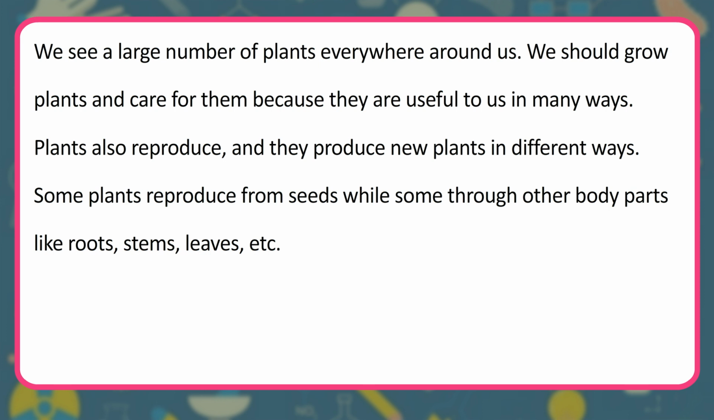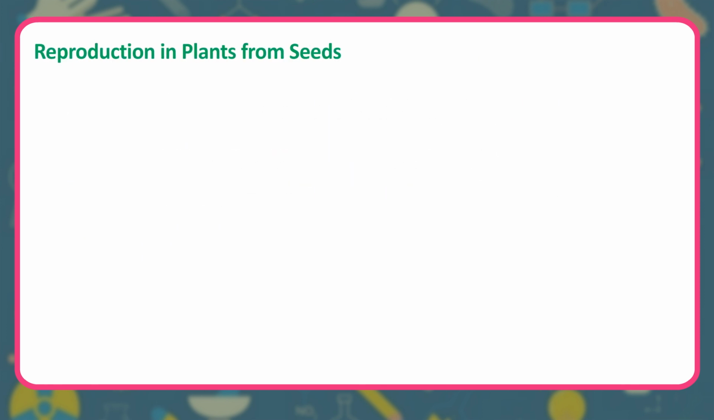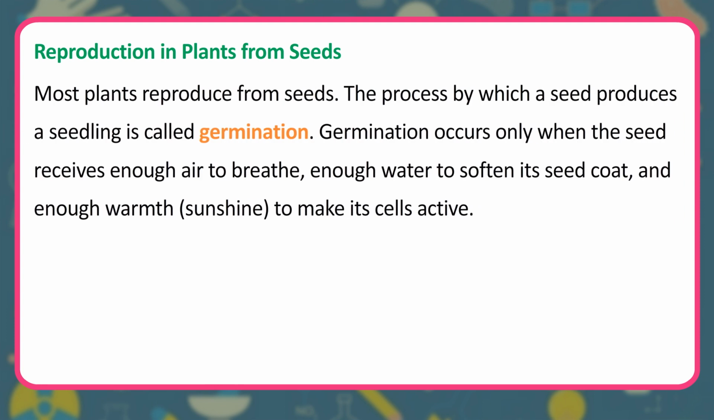Plants also reproduce, and they produce new plants in different ways. Some plants reproduce from seeds while some through other body parts like roots, stems, leaves, etc. Reproduction in plants from seeds. Most plants reproduce from seeds. The process by which a seed produces a seedling is called germination.